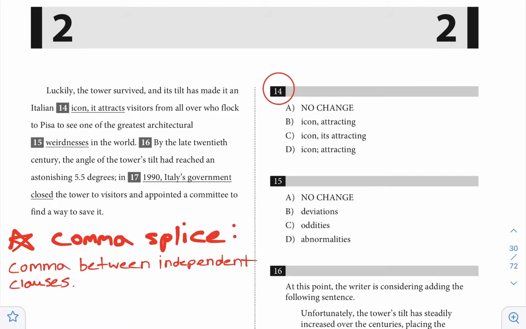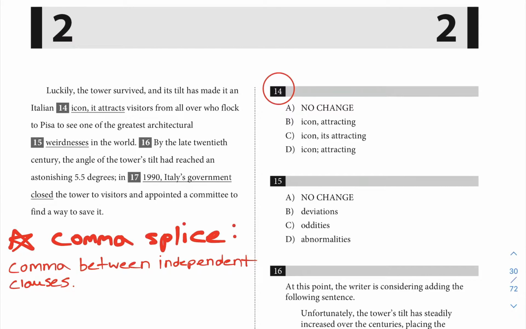Hi everyone. In this example, we'll be looking at comma splices and conjunctions on the SAT writing section. This is question number 14 taken from practice test number 5 of the writing section, and it says, "Luckily, the tower survived, and its tilt has made it an Italian icon. It attracts visitors from all over who flock to Pisa to see one of the greatest architectural weirdnesses in the world." So this question we're focusing on number 14, and the underlined phrase, as you can see, is "icon, comma, it attracts."